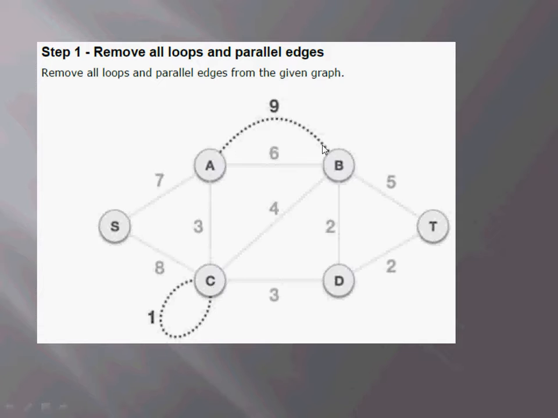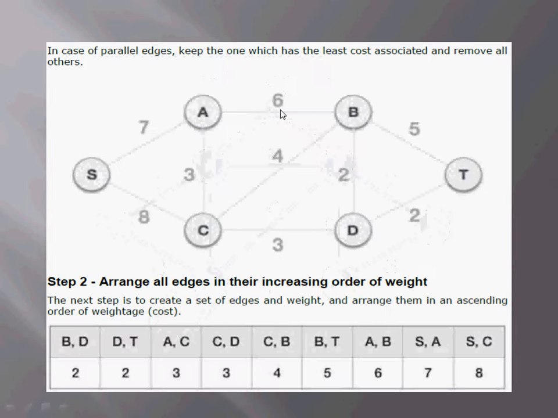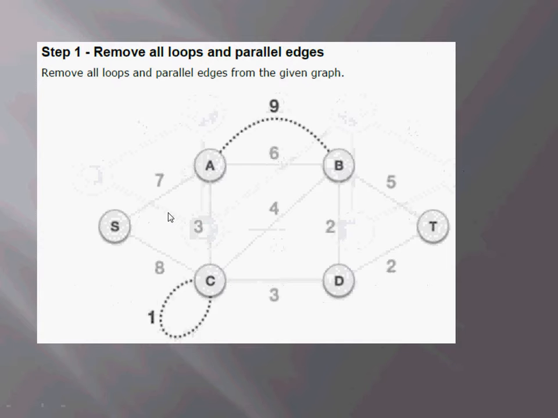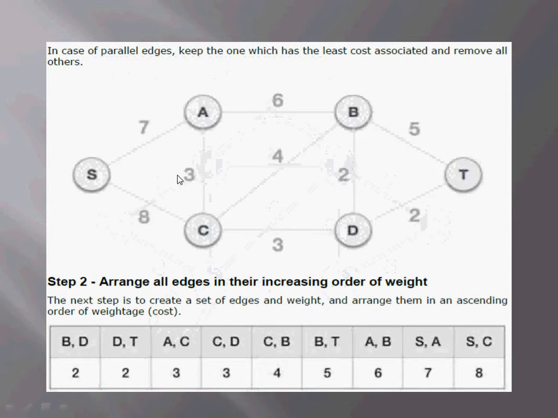Okay. Then these are the parallel edges. That's A to B. There are parallel edges 6 and 9. So 9 is the highest edge, and the other edge has a value of 6. So 6 is very low, so we remove the 9. Okay, so remove the loop and the 9. Next, in case of parallel edges, keep the one which has the least cost associated and remove all others. If there are parallel edges, we have to remove the highest one and keep the lowest, the lowest cost.